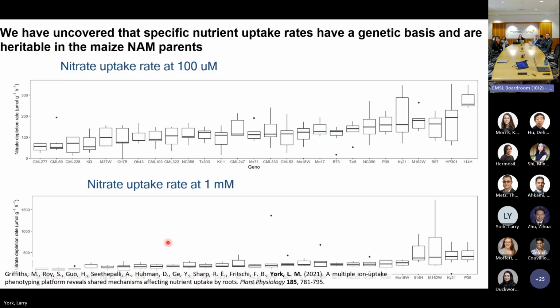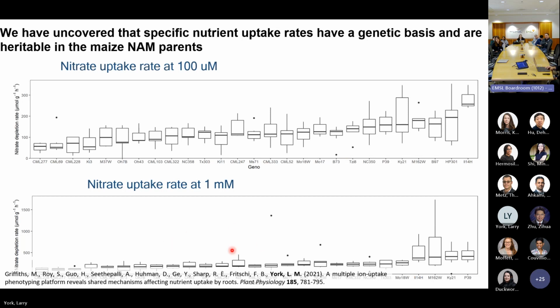So we studied this, and then you can convert that to uptake rates because we scan the roots and get their mass. So everything is standardized by root size instead of just net uptake. We looked at the parents of the maize nested association mapping panel and could show that there's quite a lot of diversity. Here I'm only showing nitrate, but there are a lot of interesting results from the study about how uptake rates are correlated to each other and to root respiration.